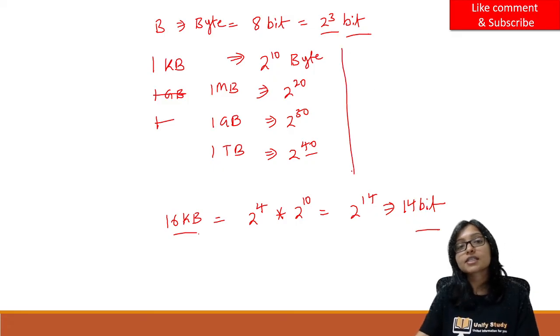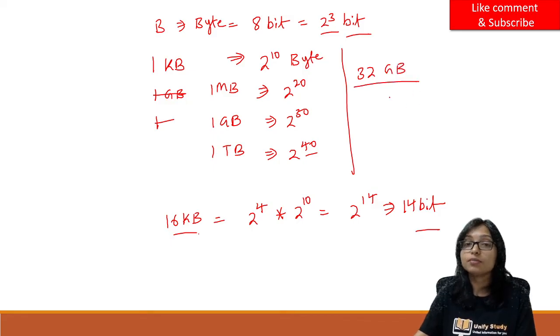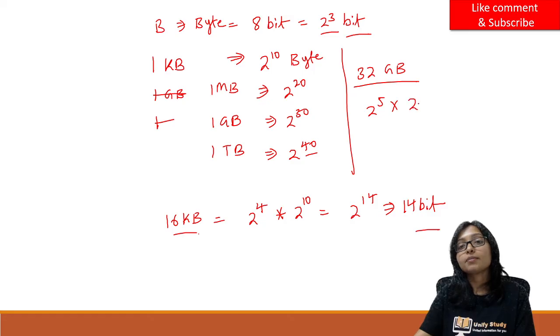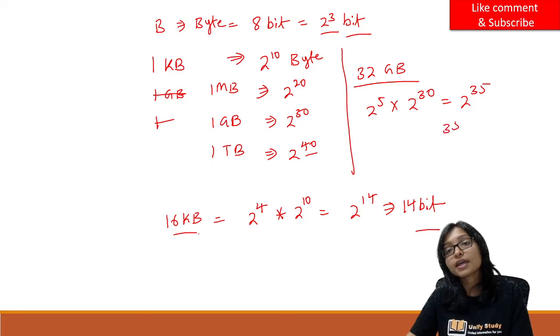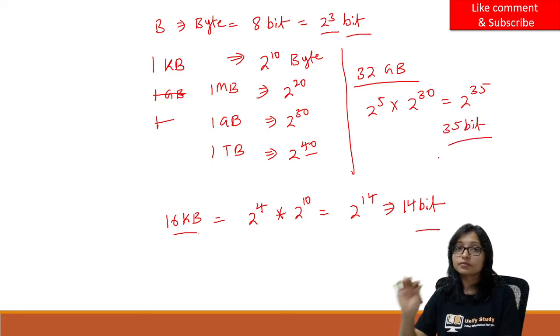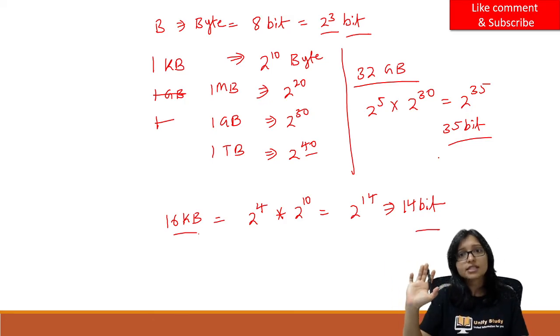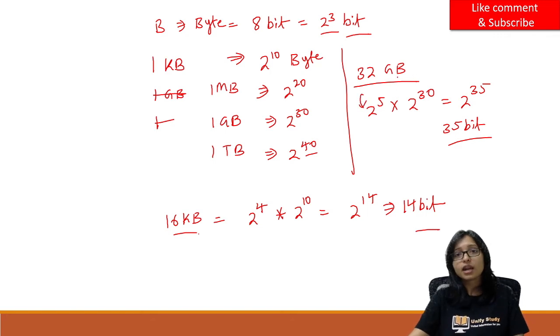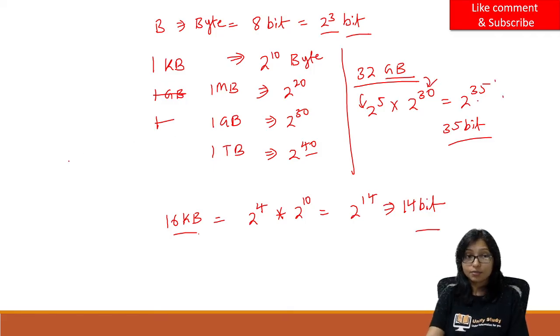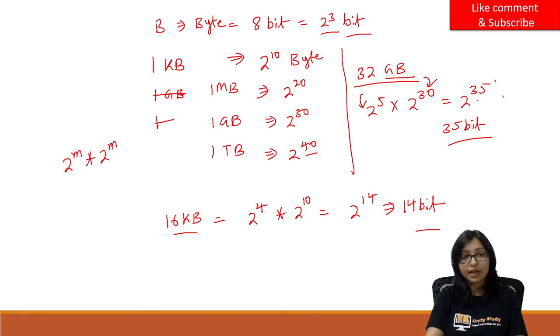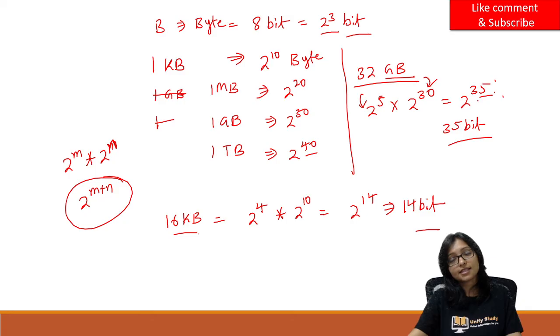Got it? If it is given like, maybe, 32 GB, so 32 GB means what? 2 to the power 5 multiplied by 2 to the power 30, that is 2 to the power 35. So here 35 bits will be required. That is the simple way of doing it. Whatever is given, convert it into powers, whether it is KB, MB or GB, convert into powers of 2, then add, because 2 to the power m multiplied by 2 to the power n is 2 to the power m plus n. That's why we are adding these numbers, right?